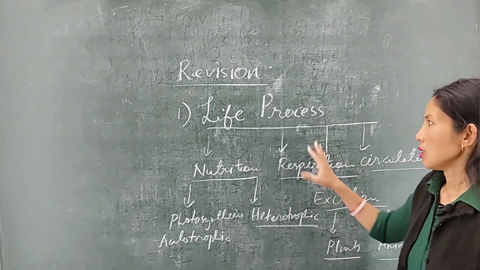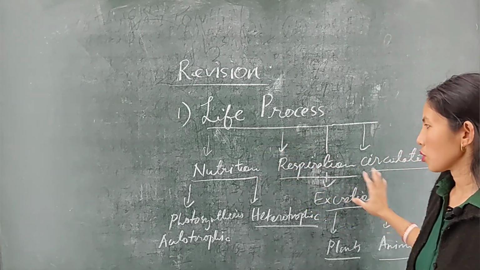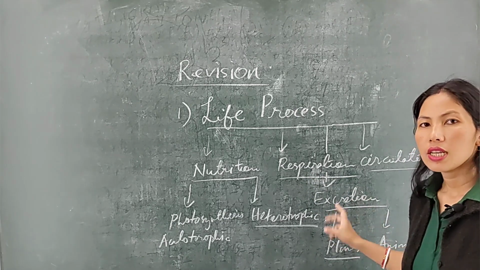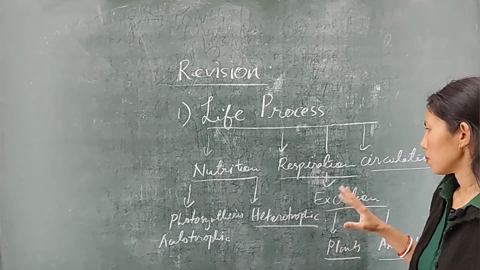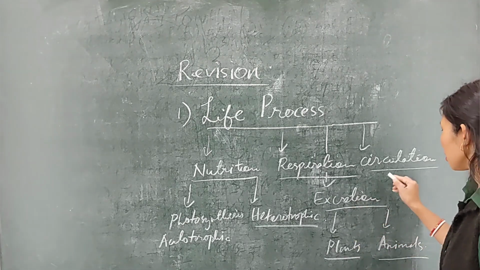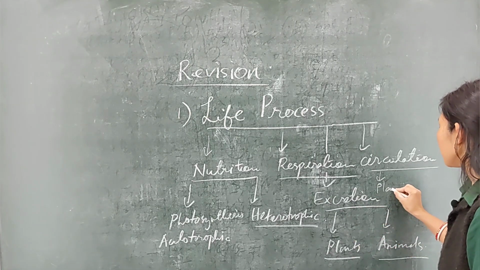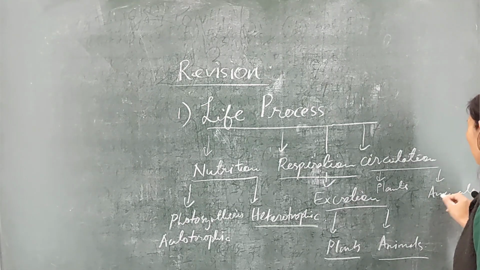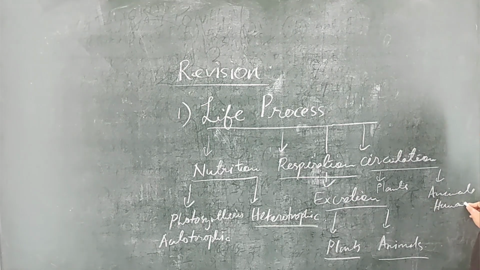So in this way, the lesson life process covers all these different topics, including nutrition, respiration, circulation, and excretion. So please study about it, for plants and animals for excretion, and even in circulation, this is for both plants and animals as well. I forgot to say that. Animals, or you can say humans, we have discussed already.